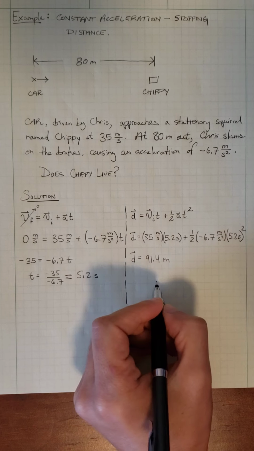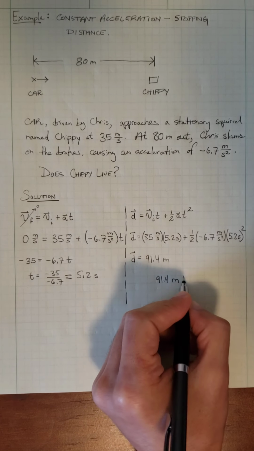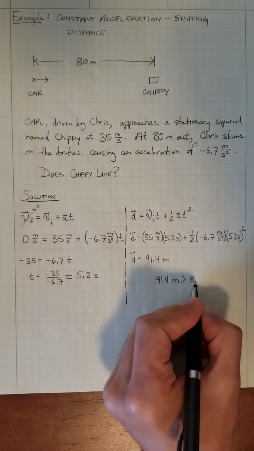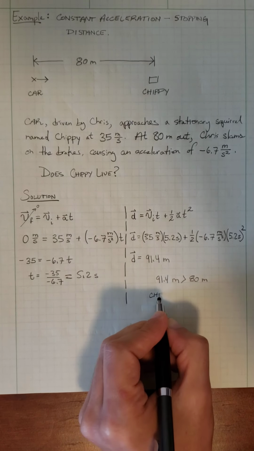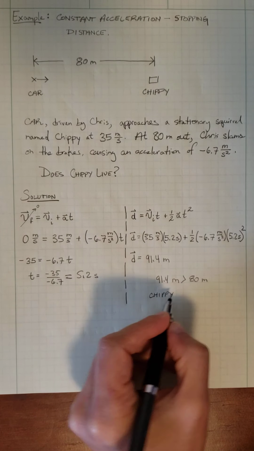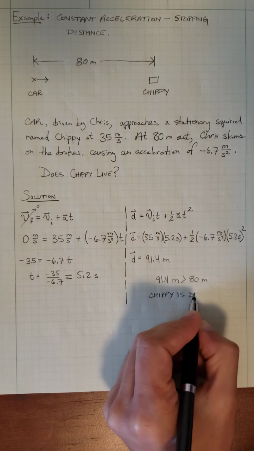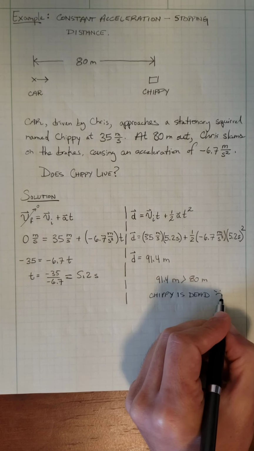And of course, 91.4 meters is greater than 80 meters. And so our Chippy is dead. Very sad.